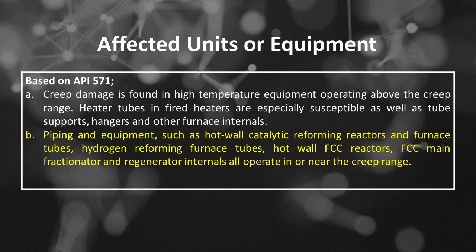And then, piping and equipment, such as hot wall catalytic reforming reactors and furnace tubes, hydrogen reforming furnace tubes, hot wall FCC reactors, FCC main fractionator and regenerator internals all operate in or near the creep range.